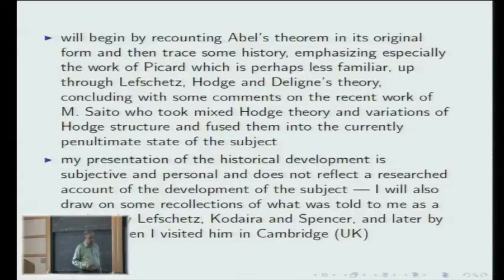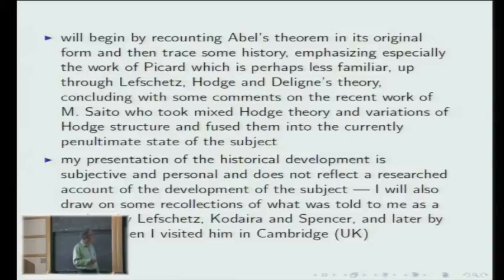I begin by reconstructing Abel's theorem in its original form, which has always struck me as a very beautiful piece of complex function theory, and then talk about some of the developments. I'm going to particularly emphasize the work of Picard. I think it's somewhat less familiar, and also the point in Sophie's talk about considering families of varieties first appears really in Picard. So the issue about monodromy that she mentioned is there front and center.